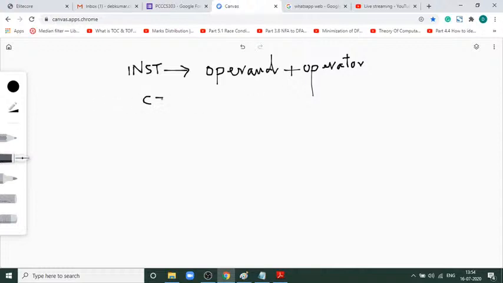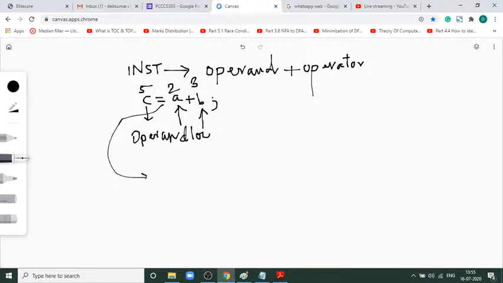For example, C is equal to A plus B. This is an instruction where C is the operand location, A is also an operand location, B is also an operand location. For example, A stores 2, B stores 3, so the resultant value stored in C is 5, whereas equal to, plus, semicolon, they are all operators.